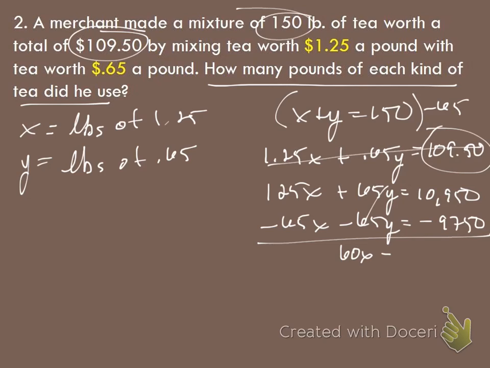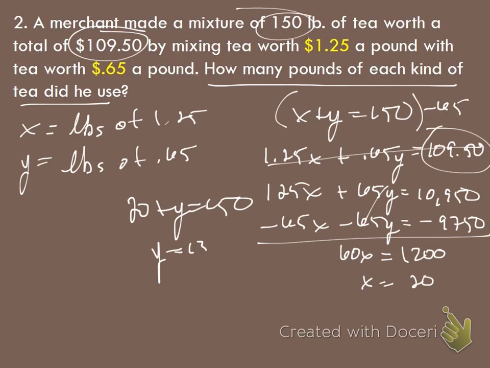So we get 60x equals 1200. So x ends up being 20, which means that we are going to use 20 pounds of the $1.25 tea. And again, common sense, or actually plugging this in, tells us that means that we're going to use 130 pounds of the 65-cent tea. Okay? And you want to write that into a sentence answer.